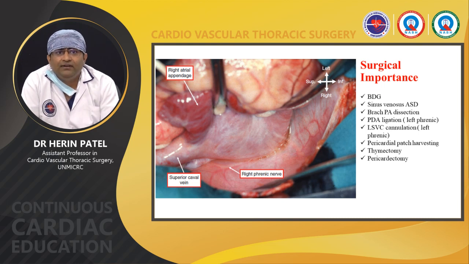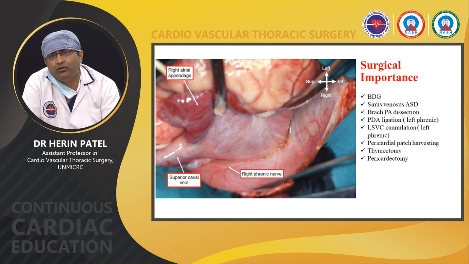As I said, we need to pay attention to the origin of the right and left phrenic nerve. You can see the superior vena cava and the passage of the phrenic nerve. As I said, it may get injured while doing a bidirectional Glenn, sinus venosus ASD surgery, branch PA dissection, in cases like switch surgery, and in surgeries like TOF with pulmonary atresia, where we need to dissect the pulmonary artery beyond its lobar branches. During that, the phrenic nerve may get injured.